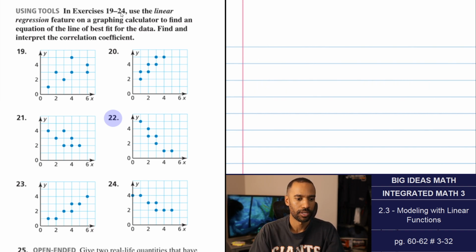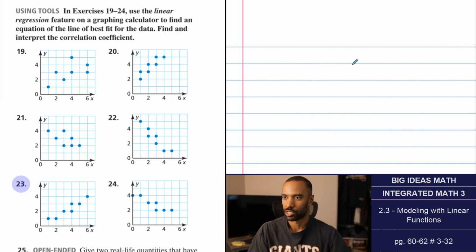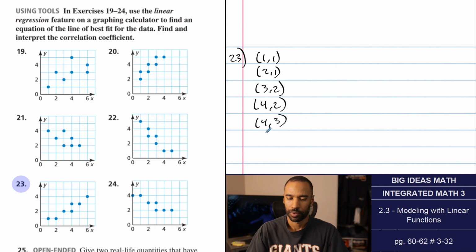All right, numbers 23 and 24. 23 should also be strong. Probably just as strong. I'm guessing something above 0.9 again. So 23, but this time positive, right? So we have 1, 1, 2, 1, 3, 2, 4, 2, 4, 3, 5, 3, and 6, 4. Okay.